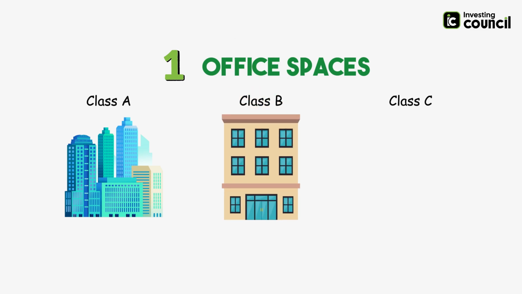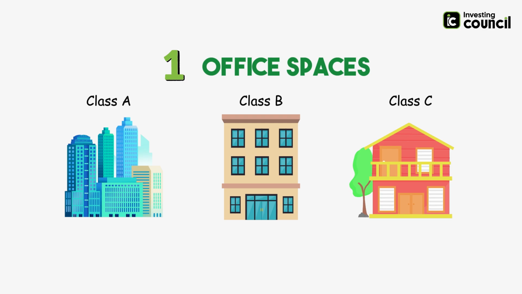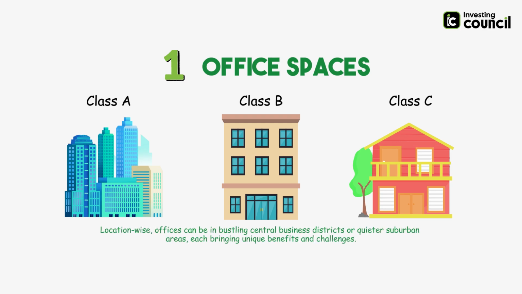Class B spaces are more about functionality and less about flash, suitable for small to medium-sized businesses. Class C offers more basic amenities and often requires renovation. Location-wise, offices can be in bustling central business districts or quieter suburban areas, each bringing unique benefits and challenges.